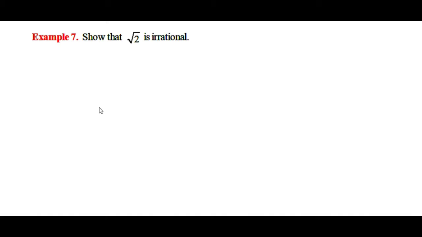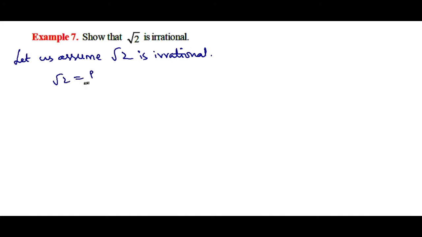To prove root 2 is an irrational number, first of all we assume root 2 is a rational number. If so, root 2 will become p by q. Why? Because if it is rational, we can write root 2 in p by q form. Now what is a rational number p by q? Where p and q are integers and q is not equal to 0. It is the definition of a rational number.